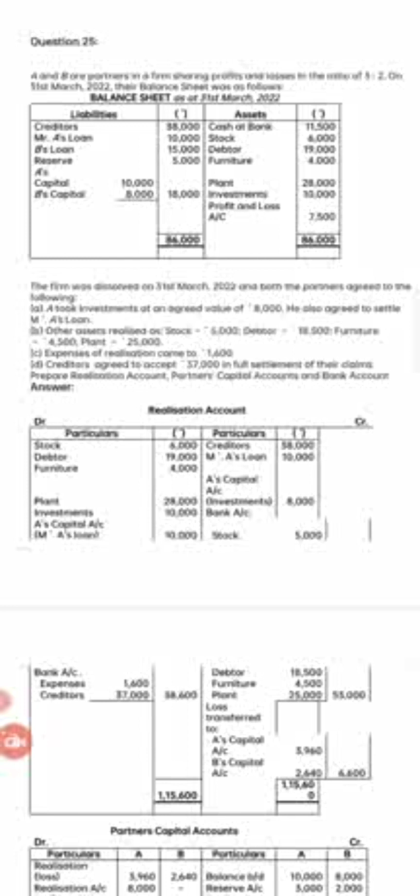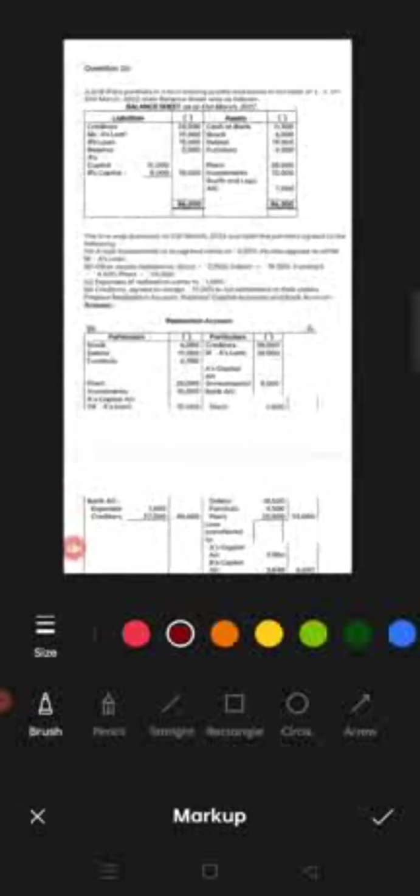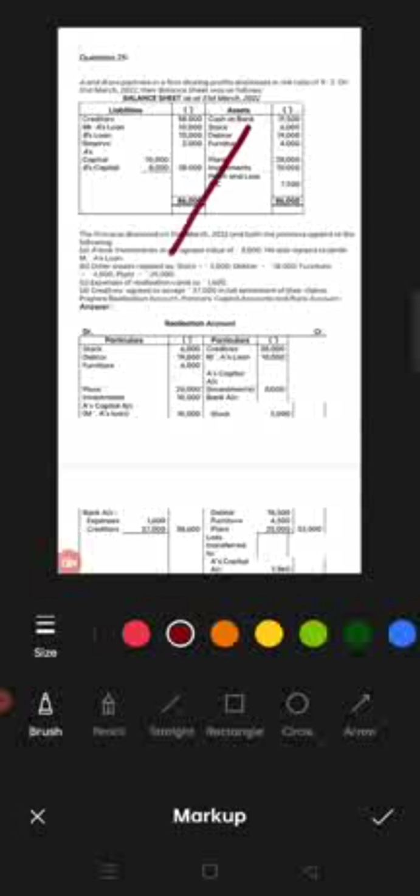So I hope it is clear. Here, when you are going to dissolve your firm, what will you do? You are going to take all your assets on this side, and liabilities here, along with cash and bank. Here you are going to prepare a realization account, partners capital account as well as a bank account. In the realization account you take all your assets and liabilities and all your adjustments. And in the partners capital account, you show general reserve, P&L, capital, and whatever assets the partners have taken over.